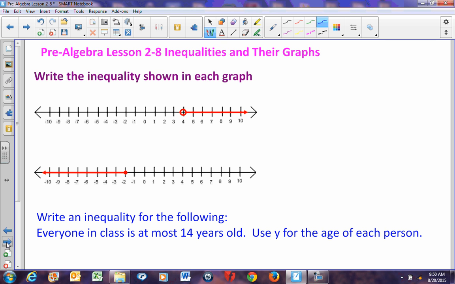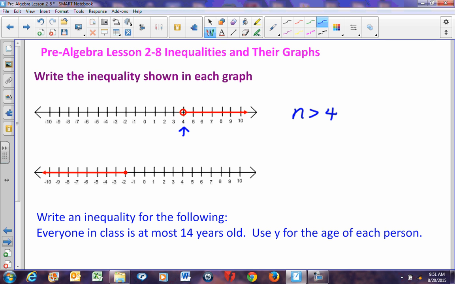Here we have a lovely graph. Right? We can see that the 4 is not colored in. So we know that it's not equal to. Because if it was equal to, it would be colored in. So the easiest way to write an inequality from the graph, always choose your variable first. It doesn't matter if it's n or x or p or q. I'm going to use n. N for the number. We know it's bigger than 4, so it's greater than 4. It's not colored in, so we don't use an equal to symbol, and that's all you have to do.